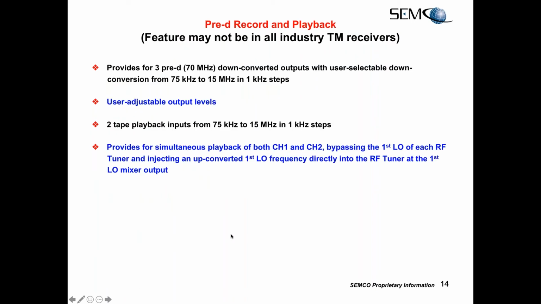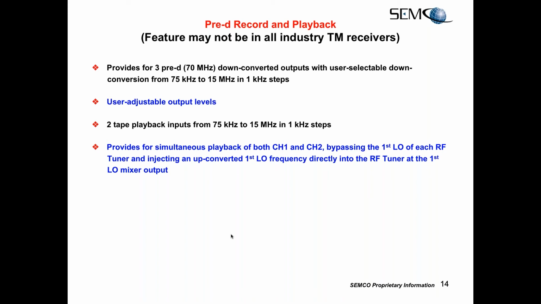And I mentioned to you before about pre-D record and playback. Typically, the pre-D record and playback features that you want to look for is at least to be able to support 75 kilohertz to 15 megahertz in 1 kilohertz steps for your down conversion and your playback up conversion. So what does that mean? Well, that means that 15 megahertz down conversion, if you multiply that by 1.4, you're talking about being able to support a 22 megahertz data rate.